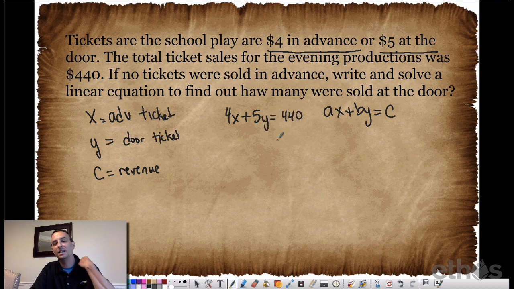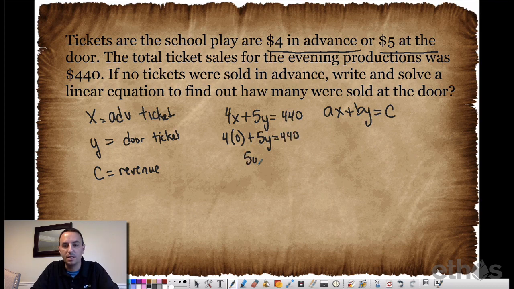So at this rate, I still can't solve the problem. I need to know an x or y so I can solve it. So as we read this last statement, that tells us if no tickets were sold in advance, write and solve an equation to find out how many were sold at the door. Well, so if I know this is my advance tickets, it's 4 times 0 plus 5y is equal to 440. So I'm really at just 5y is equal to 440. Divide both sides by 5. So y is equal to, quick math, 88 tickets sold.